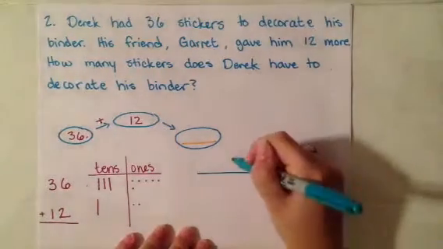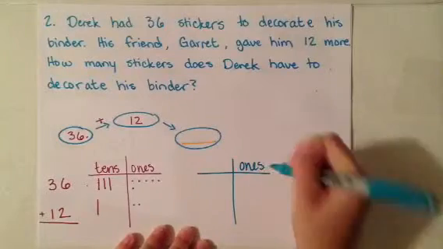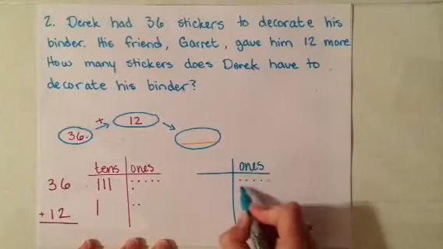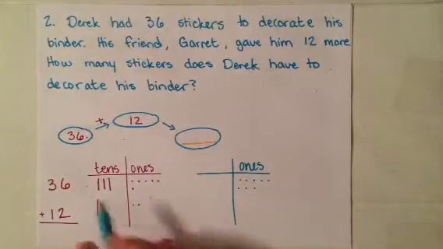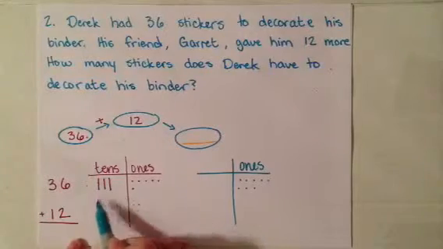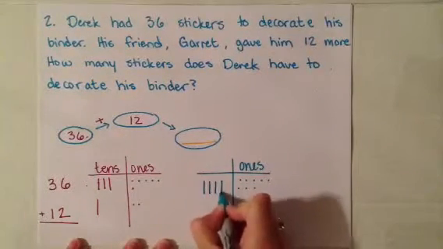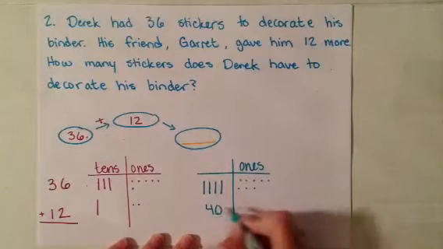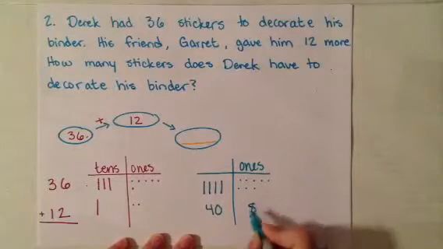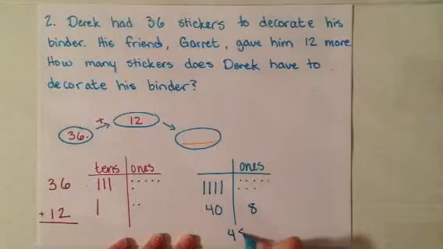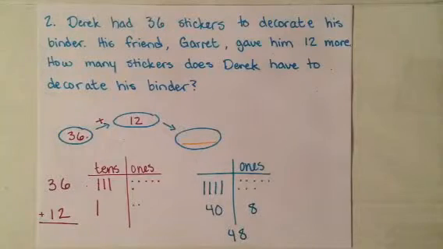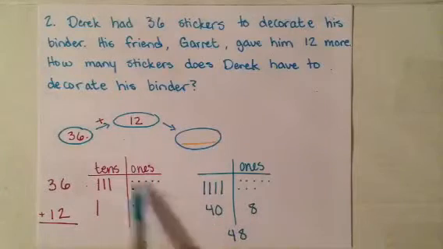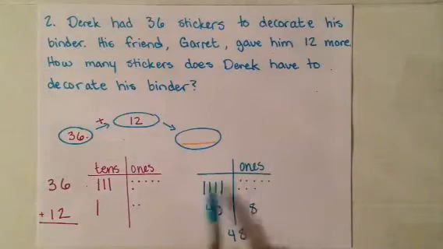For our answer, in the ones, we are going to have 1, 2, 3, 4, 5, 6, 7, 8 total. And if we add the tens together, we'll have 1, 2, 3, 4 tens. If we're going to put this into numbers, this is 40, and this is 8. 40 plus 8 is 48. So our answer, the total that he ended up getting for stickers for his binder, 36 plus 12 is 48.